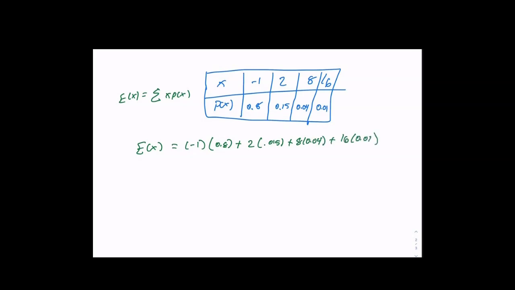And this calculates the expected value: if I play this game over and over and over again, in the long run, this is what I'll get. Can anybody do that calculation for me?